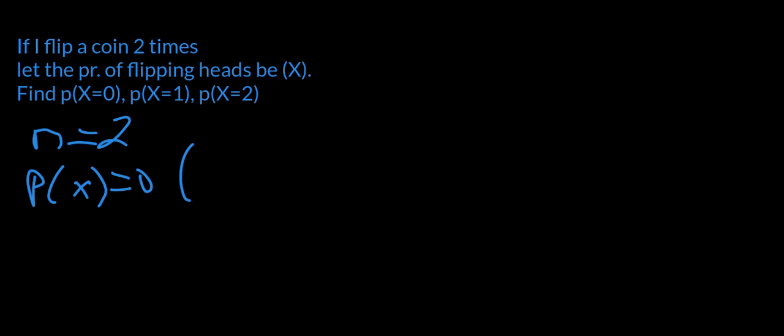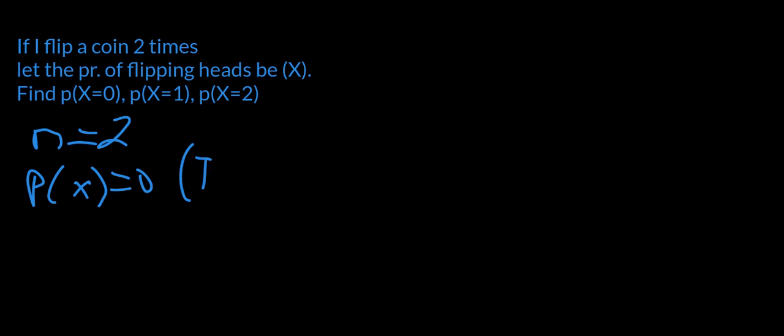All right. Now we know that the number of times we flip, we can say let this be n, is two. Now let's find the probability of flipping zero heads. When we get zero heads, remember there are two trials. We are flipping the coin two times.